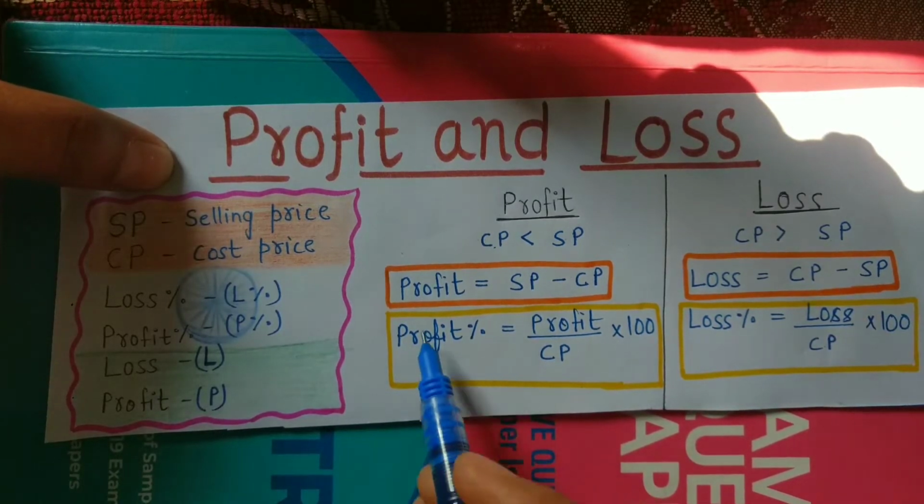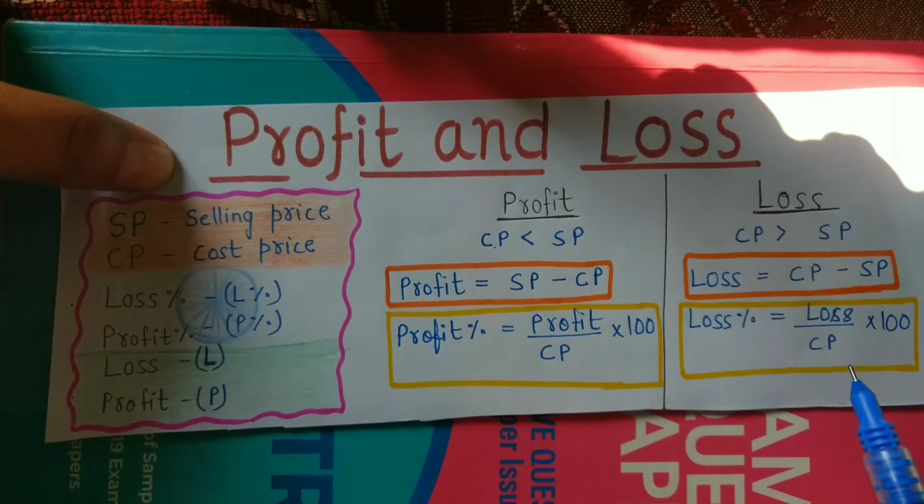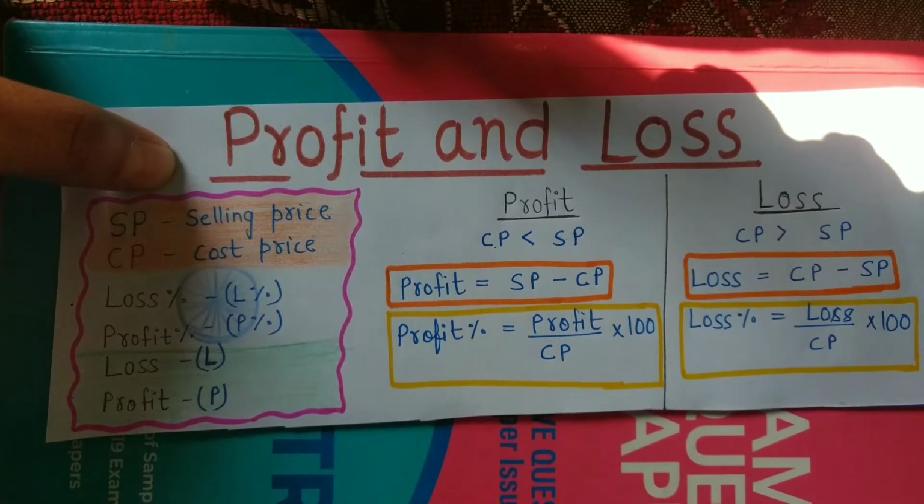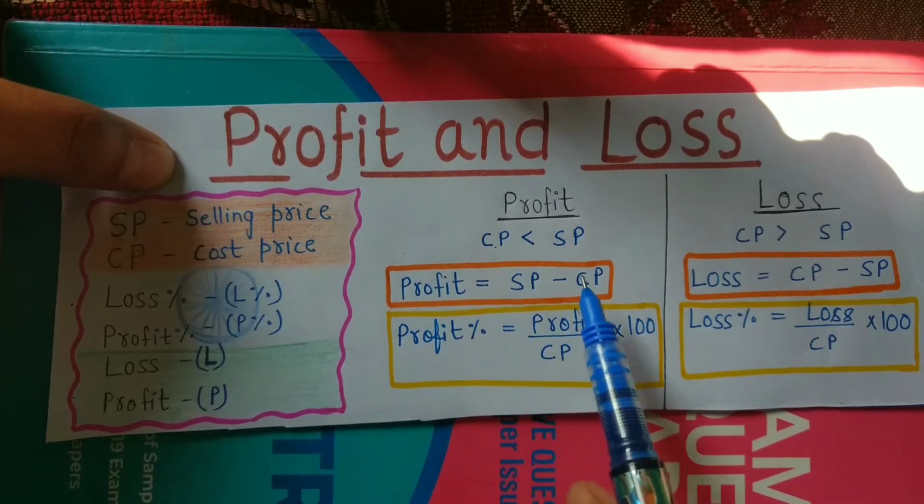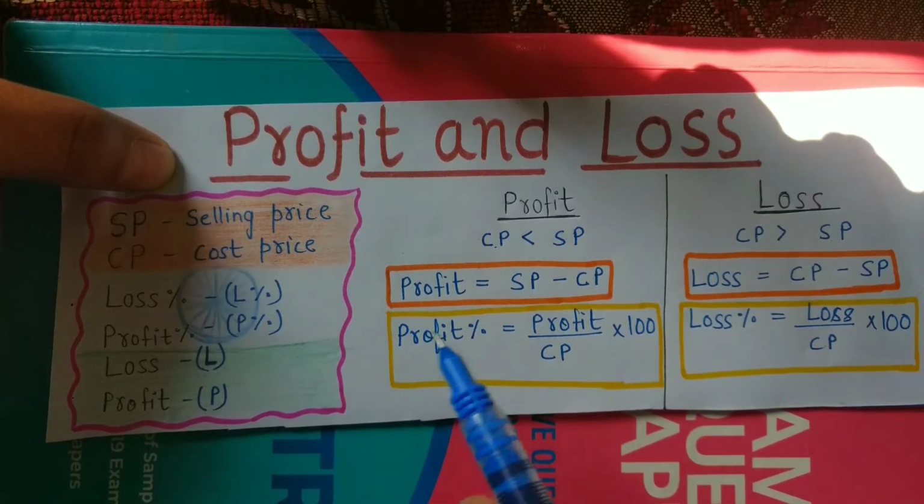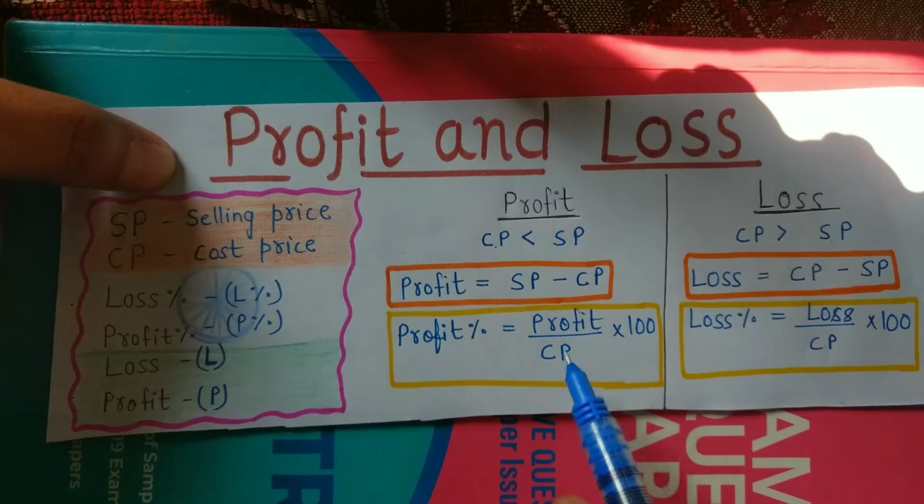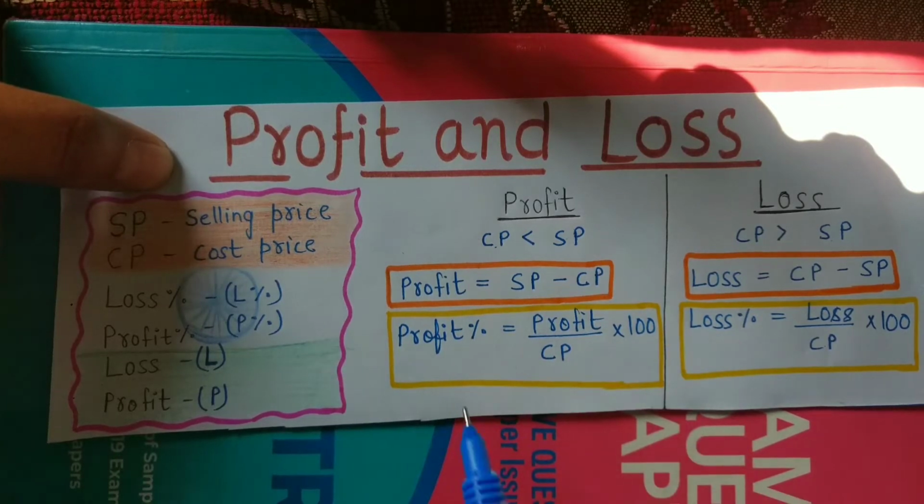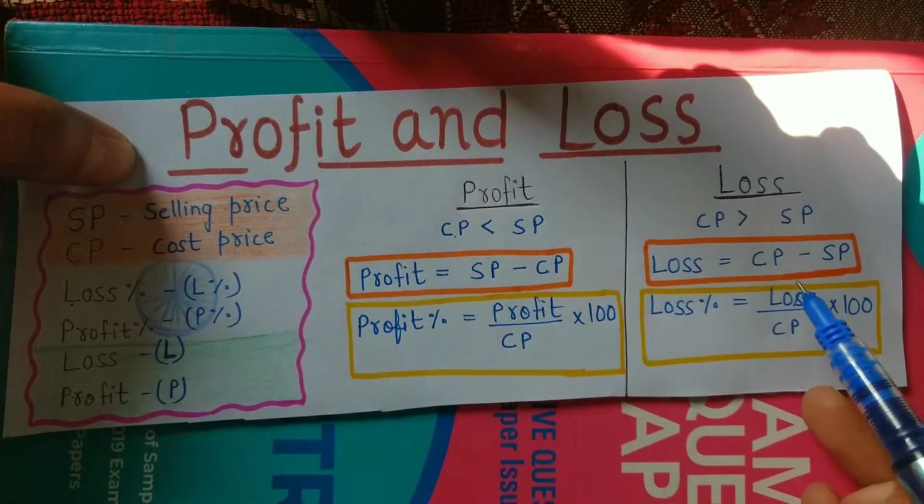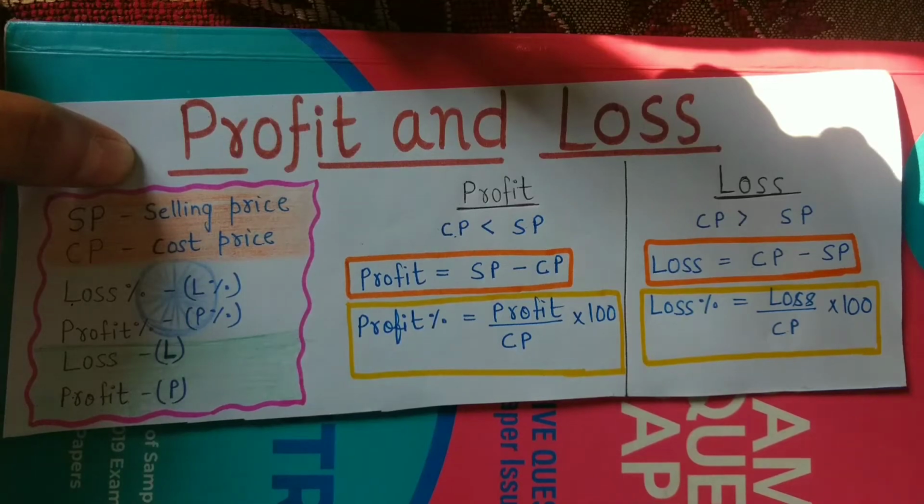Okay. Now how will profit percent be calculated? Profit and profit percent are two different things. Profit will be simply SP minus CP and profit percent will be profit divided by CP into 100, and loss percent will be loss divided by CP into 100.